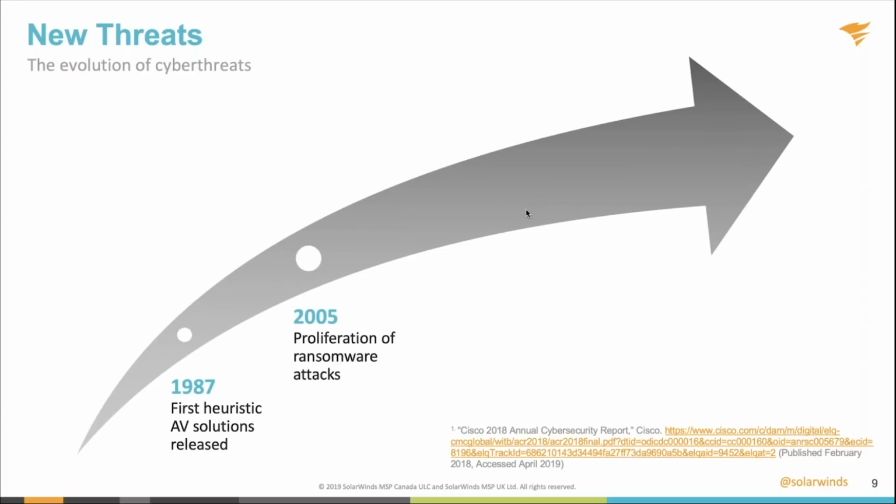Then we roll on to about 2005, where we started seeing the proliferation of ransomware attacks. Now, these ransomware attacks had a different component to them, where the people deploying this malware were now making money off of it, and that's what caused the proliferation, obviously. Once people could start making money on it, it became a criminal activity, a source of revenue for criminals that they could go out and attack something different.